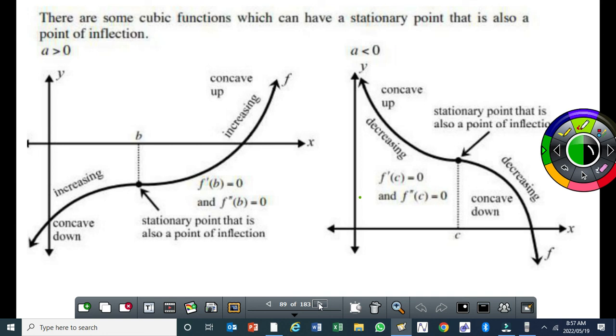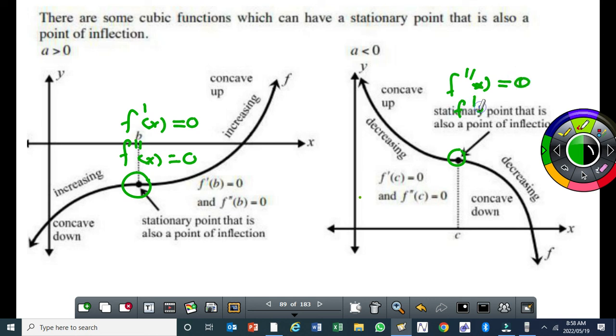So you can have a case like this, where a is positive, whereby a point of inflection is also a stationary point. So at this point here, the second derivative will be 0. Also, the first derivative will be 0 at the same point. This is a unique case. The second derivative will be 0, and the first derivative will be 0, because that's a stationary point of inflection.